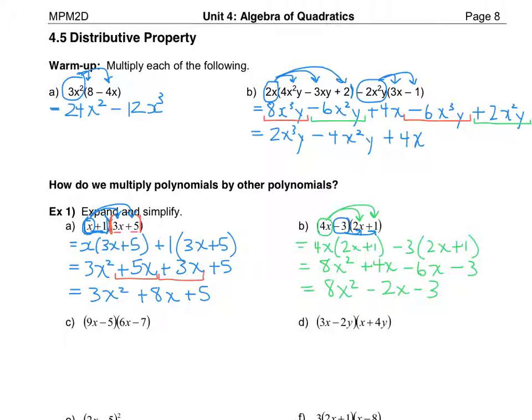Try the next two. Put me on pause. D is a little interesting because you've got x's and y's being multiplied. So try that out, see how you do, and then check.